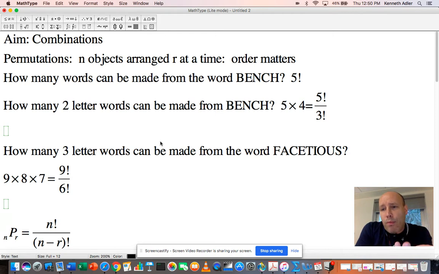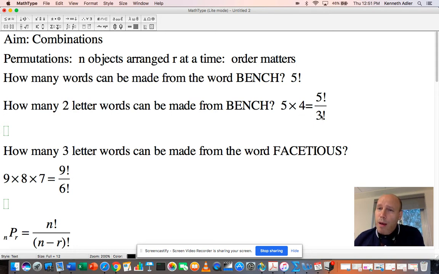So how many words can be made from the word bench? We know from our practice it's 5 factorial, 5 times 4 times 3 times 2 times 1. Now, I could ask how many 2-letter words can be made from the word bench. I have 2 spaces. For the first space I have 5, for the next available letter I have 4. So that's 5 times 4, but from our math exercises, we know that's 5 factorial divided by 3 factorial.